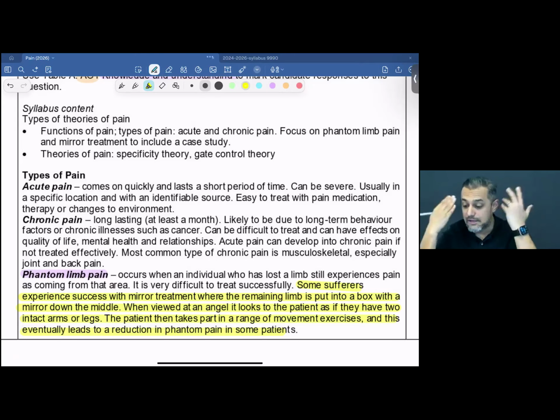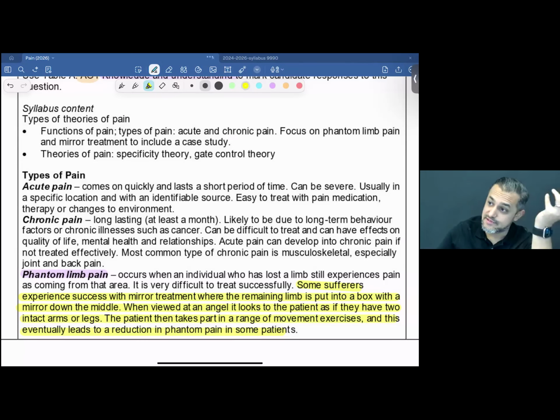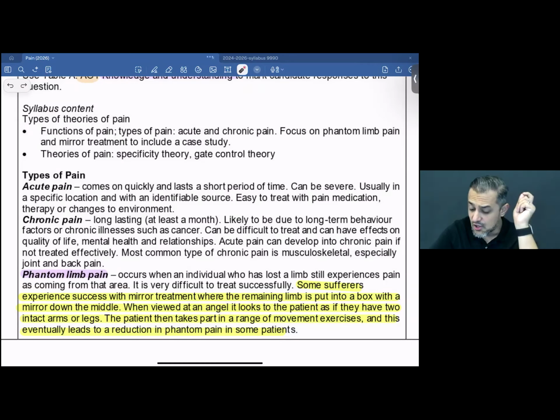So you're actually tricking your brain, you're convincing your brain that a limb exists physically, when in reality it does not exist physically. So as simple as it could be. So when viewed at an angle, it looks to the patient as if they have two intact arms or legs.